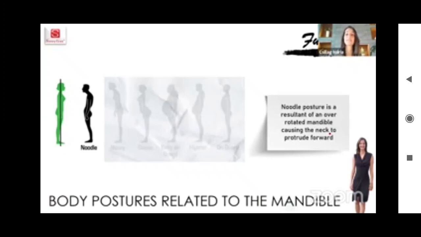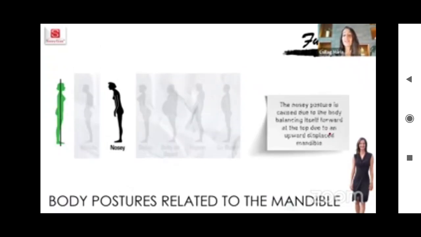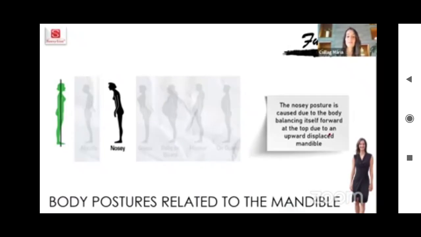And if you set the mandible, all the muscles set the posture in a correct way and make an effect not only on the function and not only on the neck, but on the jelly belly as well. So it's really funny that we can treat the jelly belly as we can treat the double chin on the face as well. For example, the nosy posture is caused by the body balancing itself forward at the top due to an upwards displaced mandible. This is also a compensation.